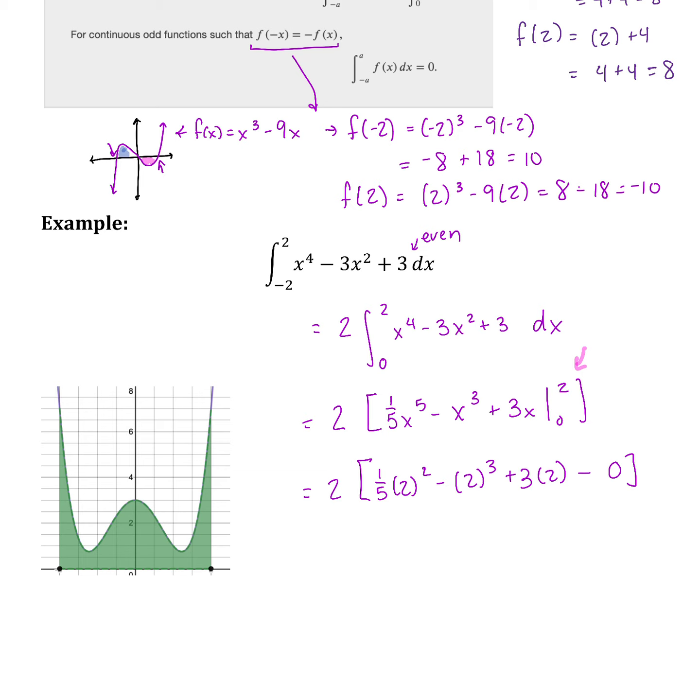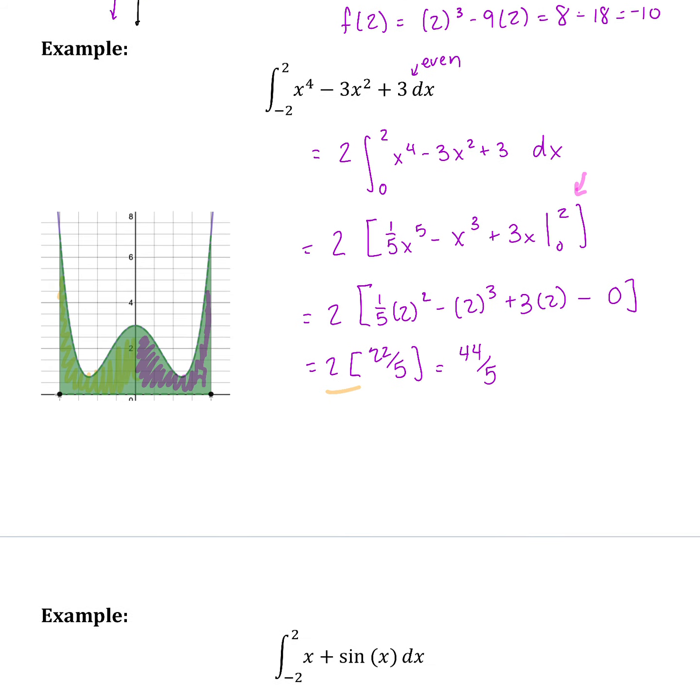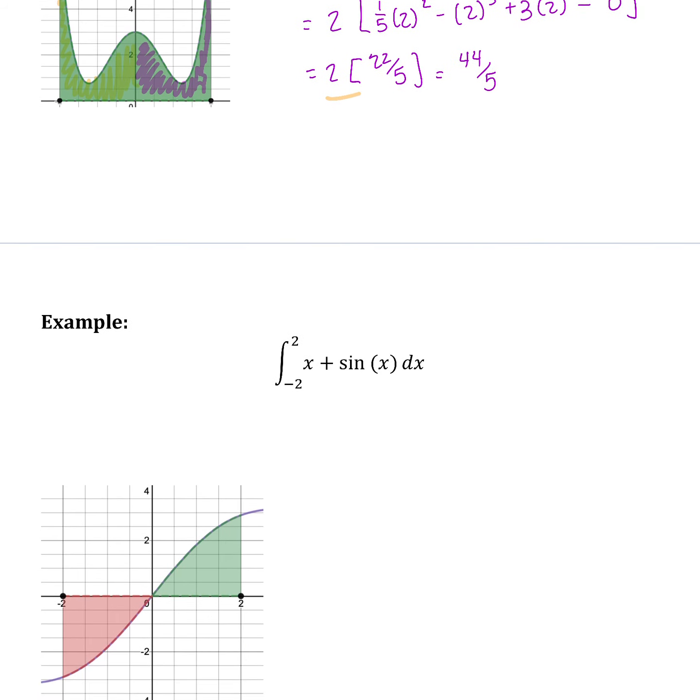We just have to grab our calculator and plug 2 in, and we get, looking at my notes here, 22 fifths. So multiplying that by 2, we get 44 fifths. So again, what we found, and this is a picture of this graph over this interval, is that 22 fifths was this portion of the graph. That's the area of that. And because these are symmetric, when we multiply it by 2, that gives us also this portion of our graph. So let's take a look at an odd function.